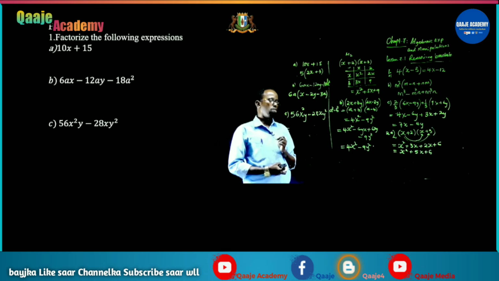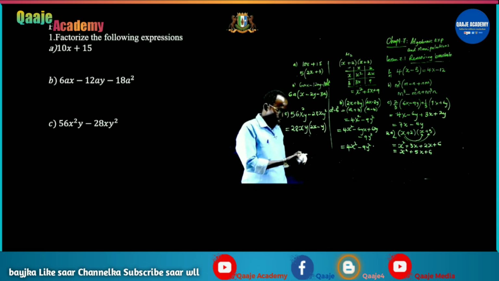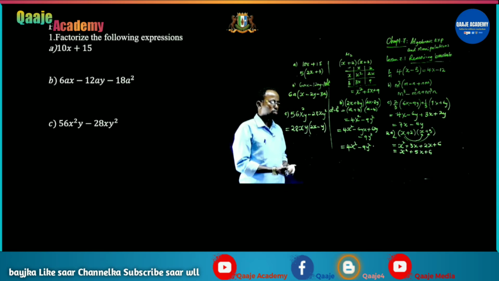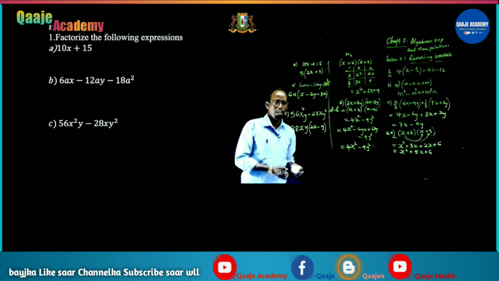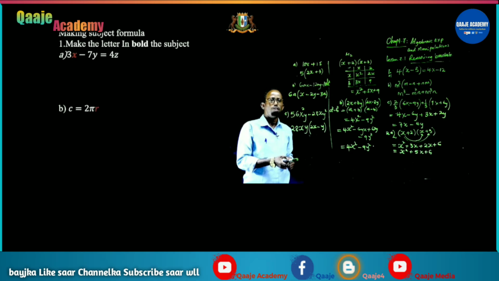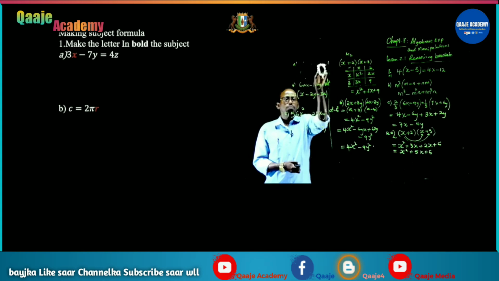The last one, C: 56x squared y minus 28xy squared. So this will be equal to, they have common factor 28 outside, they have common factor single x, and common factor single y. There you get 2x, and then minus, we remove these, we only remain with y. So that is example number 3, example C. Then the next one, I will be starting number 2, making the subject of a formula.